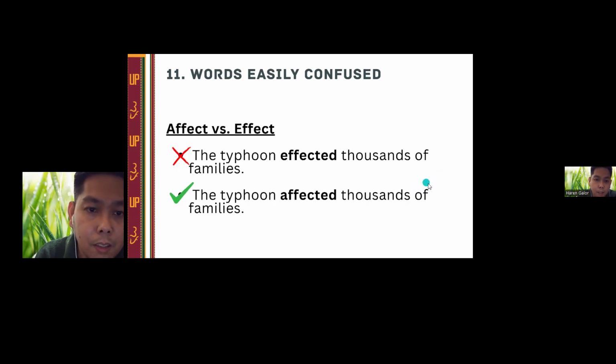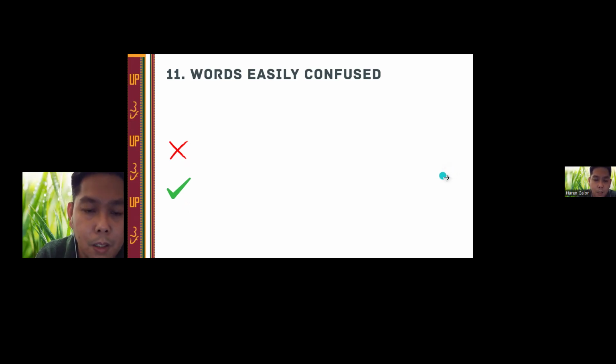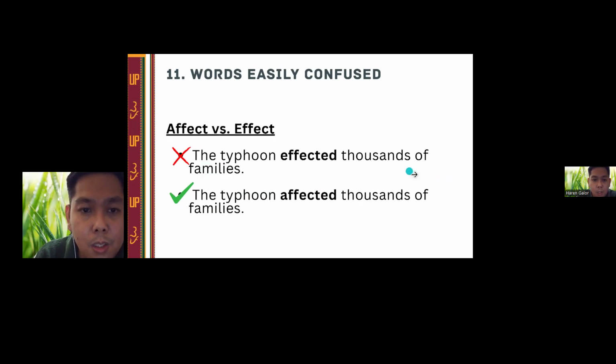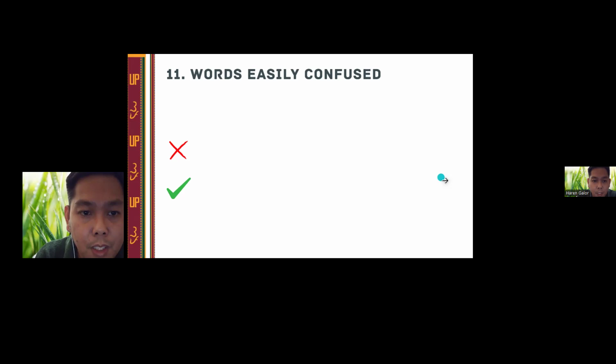Example, affect versus effect. Affect is a verb, while effect with an E is a noun. So when you take a look at this example, the typhoon affected thousands of families. You can see here that the correct word is affected because it is a verb. Again, this is just a simple grammar concept, and what's important is to use the proper words to deliver the correct meaning of your sentence.